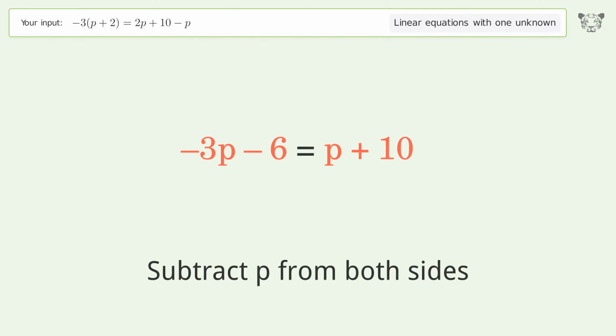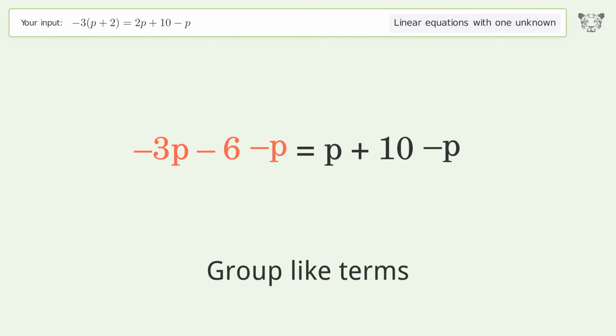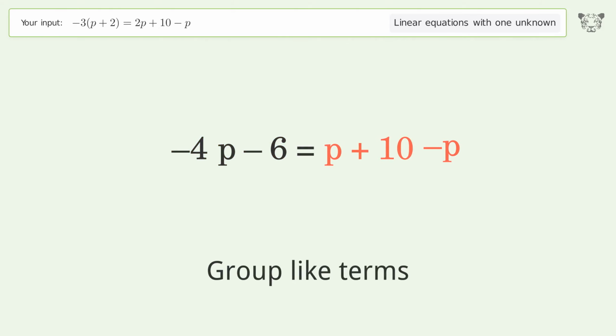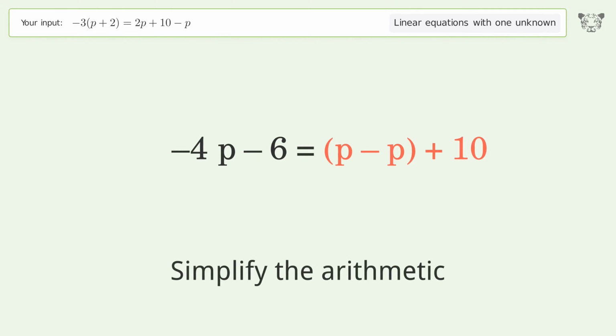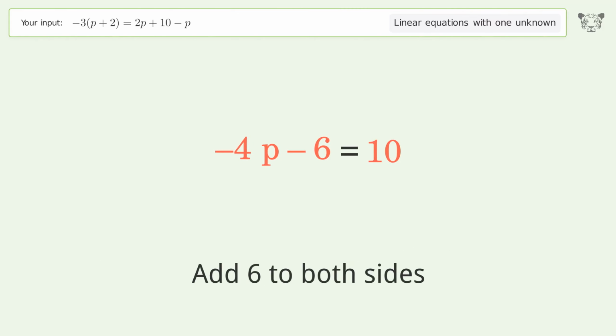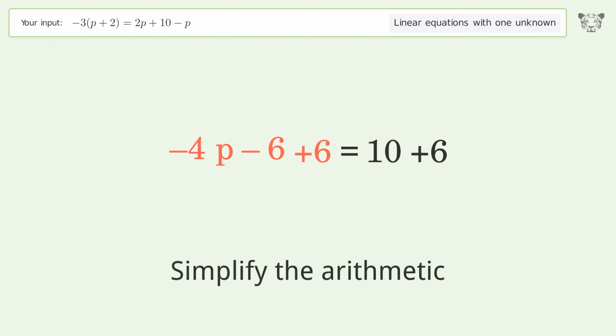Subtract p from both sides. Group like terms. Simplify the arithmetic. Group like terms. Simplify the arithmetic. Group all constants on the right side of the equation. Add 6 to both sides. Simplify the arithmetic.